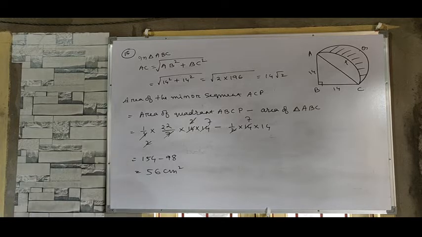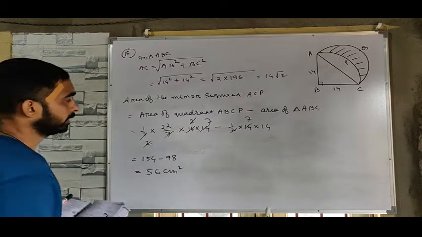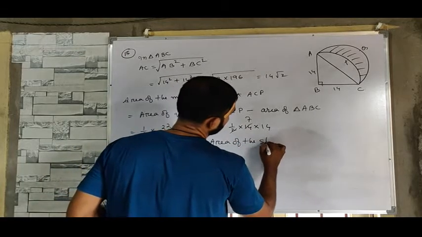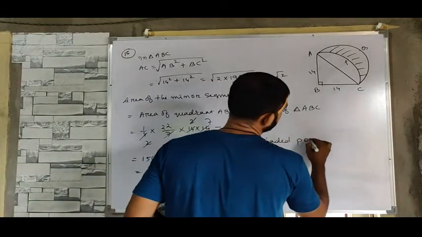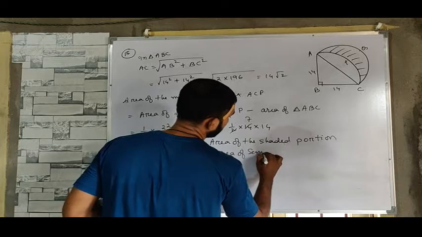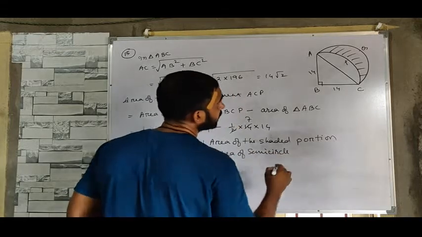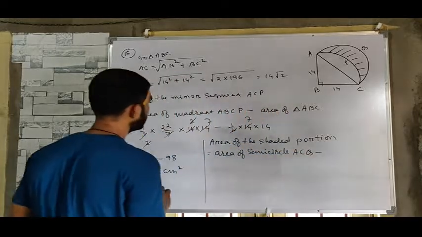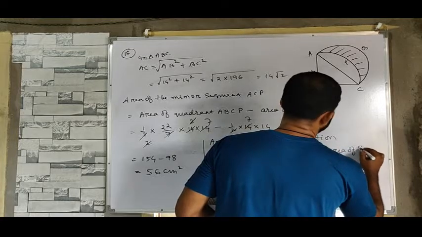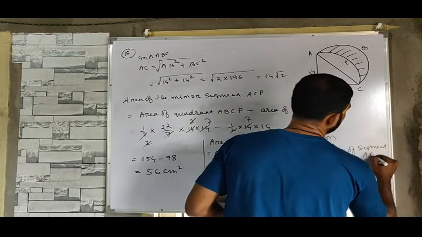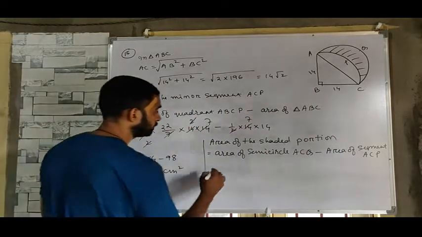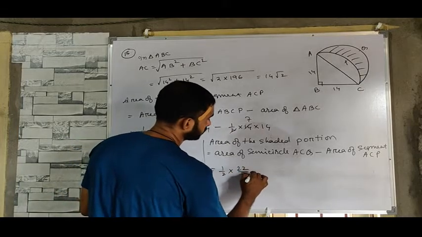56 square centimeter is the area of the minor segment. Now the area of the shaded portion equals the area of semicircle ACQ minus the area of segment ACB. Semicircle area formula: pi r square by 2, half pi r square.